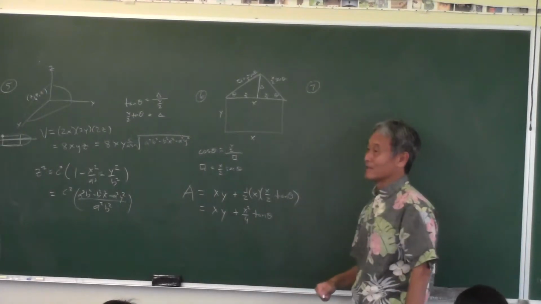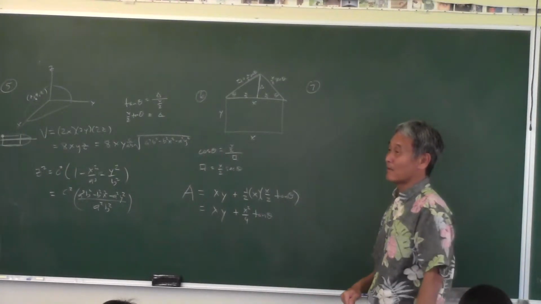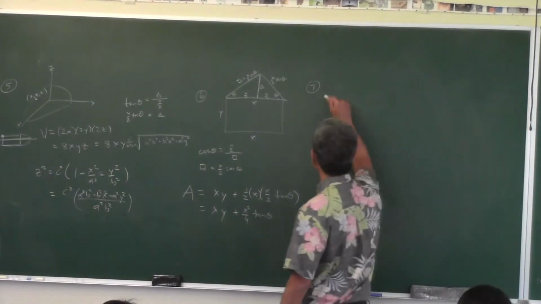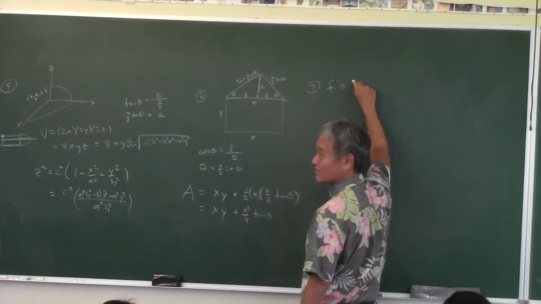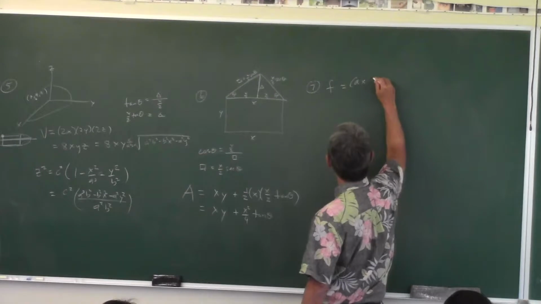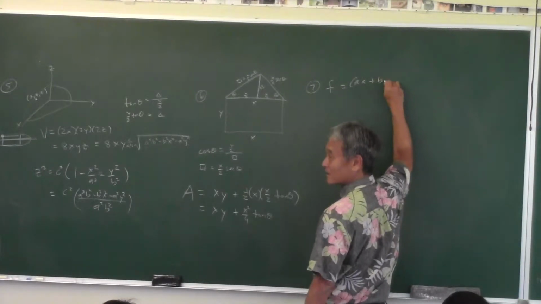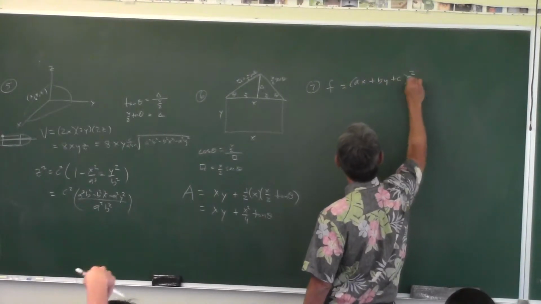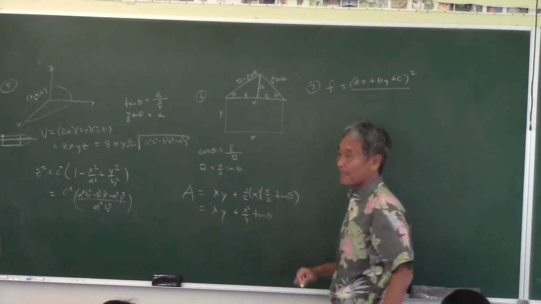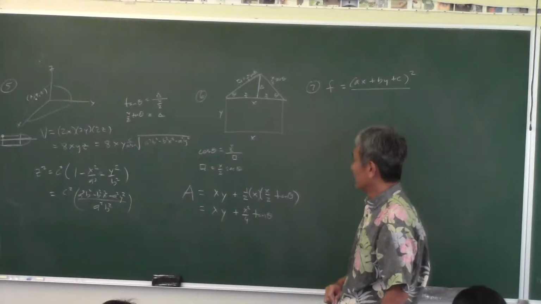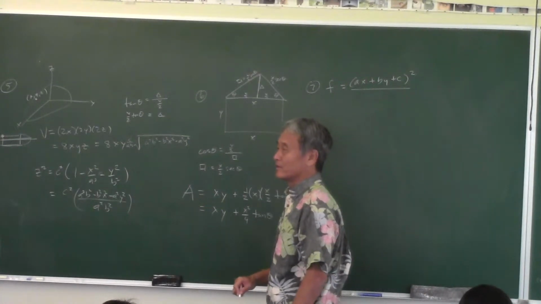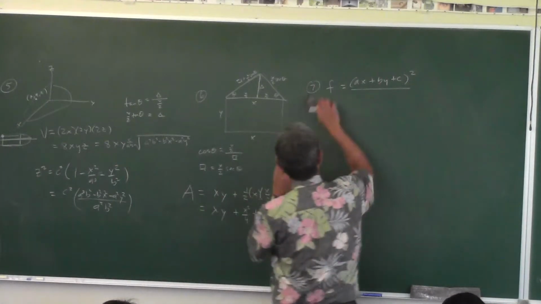Number 7. According to you, this is the hardest problem, but you don't even have to write the equation. F equals ax, this is a two-dimensional problem too. So I forgot to even do that. Okay, let's erase this one then. We're not done yet.